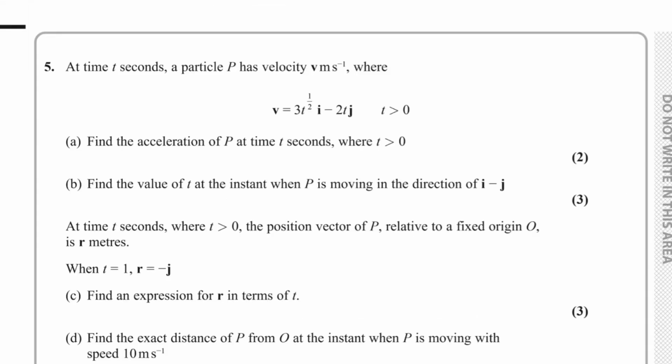Question number 5. At time t seconds, a particle p has velocity v meters per second, where v equals 3t to the power of 1/2 i minus 2t j, where t is greater than 0. For part A, we have to find the acceleration of p at time t seconds, where t is greater than 0.